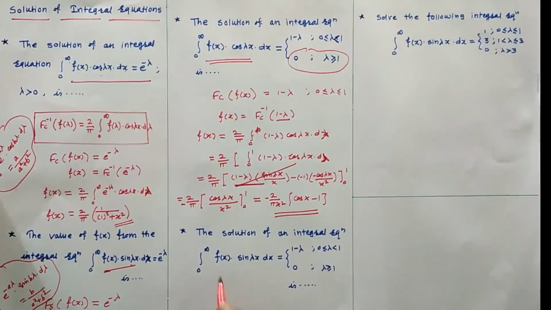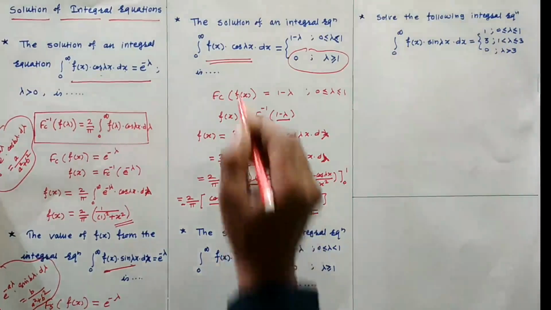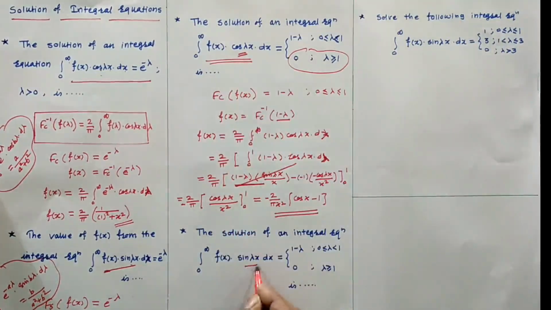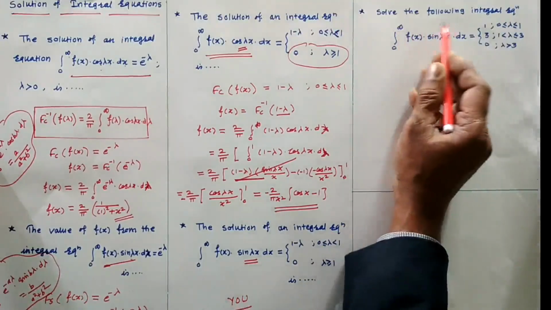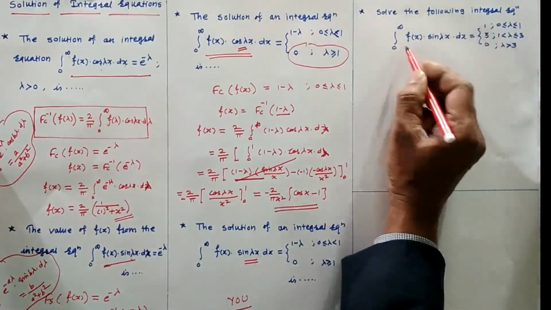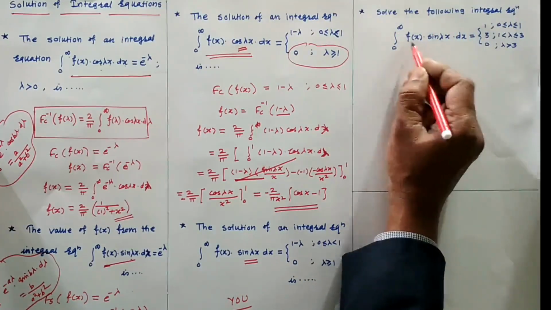And this problem is for you. Here we have cos, here we have sine. This is for you. And I also have the answer for the value of f(x). This is the answer to this one. The value of f(x) is this one. Solve the following integral equation. How do you do it? How do you find out the value of f(x)?